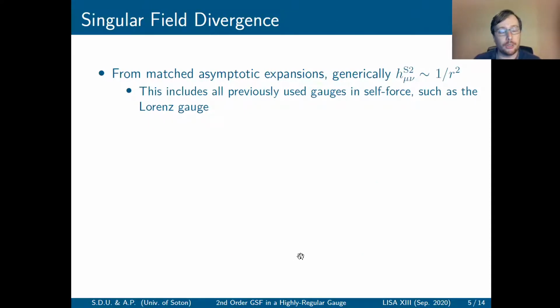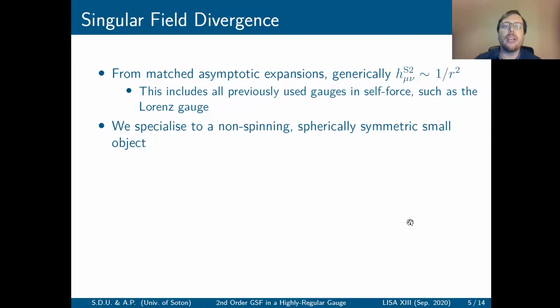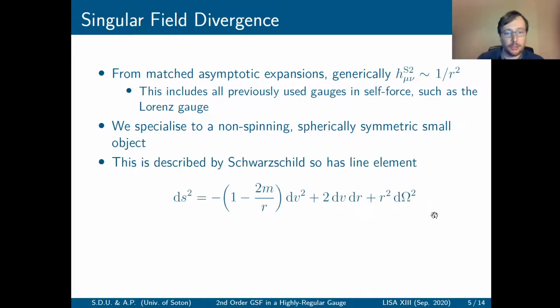So from matched asymptotic expansions that I discussed on the previous slide, generically the second order singular field goes like 1 over r squared, and this includes all previously used gauges in self-force, including the Lorentz gauge. However, we are specializing to a non-spinning spherically symmetric small object, which we can describe as a Schwarzschild line element in Eddington-Finkelstein coordinates as so.